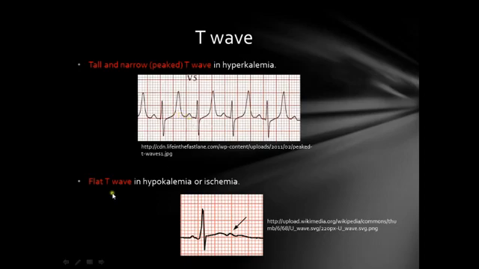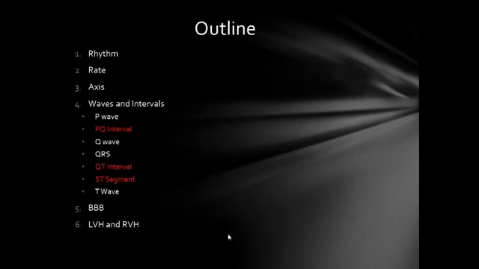And the last abnormal T wave is called a flat T wave, which is seen mostly in hypokalemia right here. And you can see here also a U wave, also indicating hypokalemia. So you get a flat T wave and a U wave. So great, now we're done with almost 70 to 80% of reading an ECG.